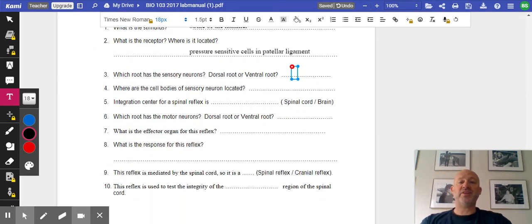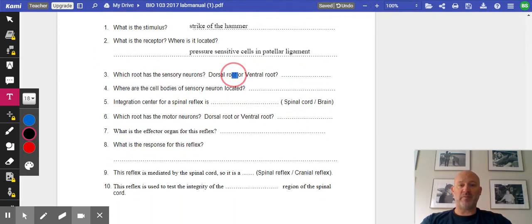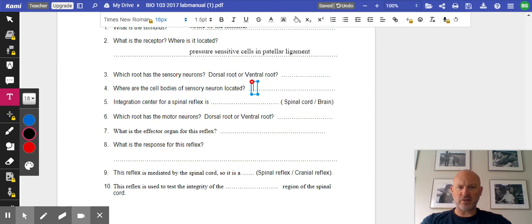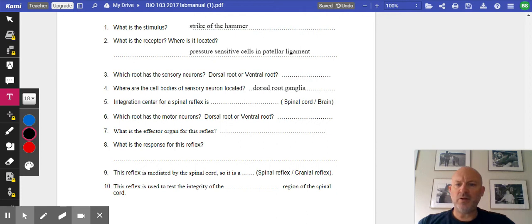Which root has sensory neurons? That's the dorsal root. Where are the cell bodies of the sensory neuron located? Well, that's the dorsal root ganglia. Where's the integration center for spinal reflex? Well, the spinal reflexes are controlled by the spinal cord. Remember, the whole idea is we don't get the brain involved, and that creates a faster response.